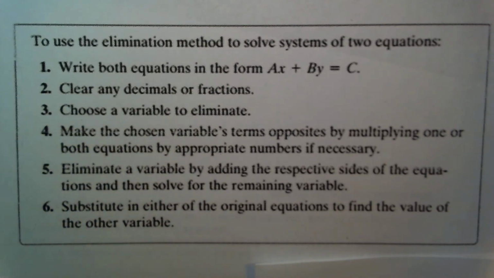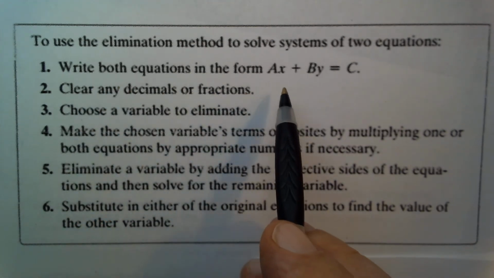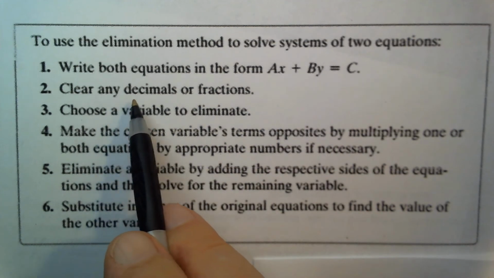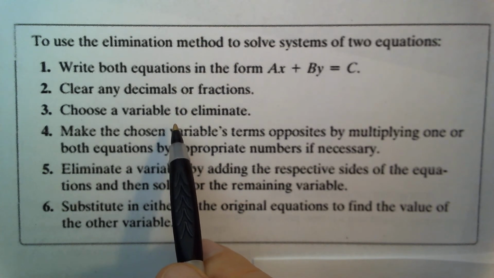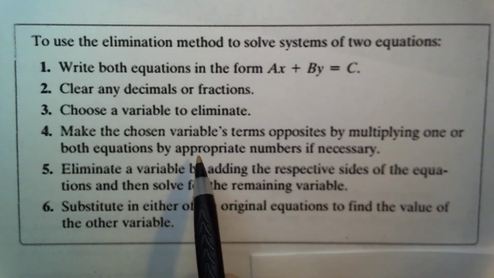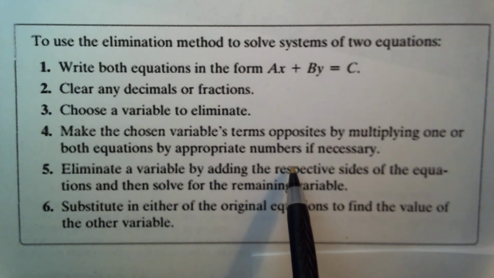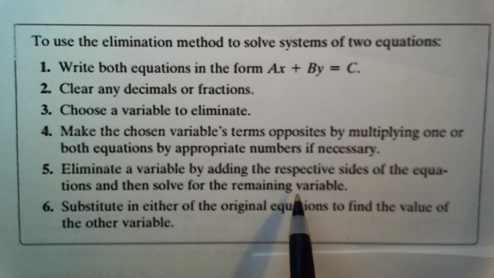So here are some general principles for using the elimination method to solve systems of two equations. Number one, write both equations in the form ax plus by equals c, and clear any decimals or fractions, and we just did this in the previous two examples. Then choose a variable to eliminate, and make the chosen variable's terms opposite by multiplying one or both equations by appropriate numbers if necessary, and we've done that a few times. Then eliminate a variable by adding the respective sides of the equations and solve for the remaining variable. And then, as before, substitute in either of the original equations to find the value of the other variable. So again, it just restates what we've been doing for quite a bit.